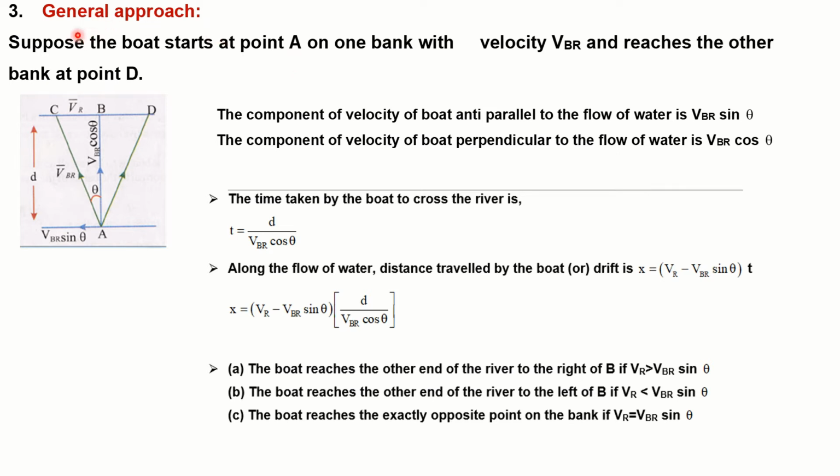the third case, most of the time the general approach. Friends, suppose the boat starts at a point A on one bank with a velocity V_BR and reaches the other bank at point D. This one we are going to analyze. Friends, see, as the boat is moving, making an angle, if he wants to go in this direction, then he has to head in this direction.